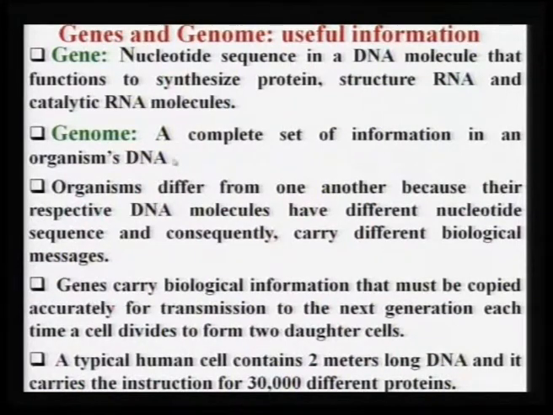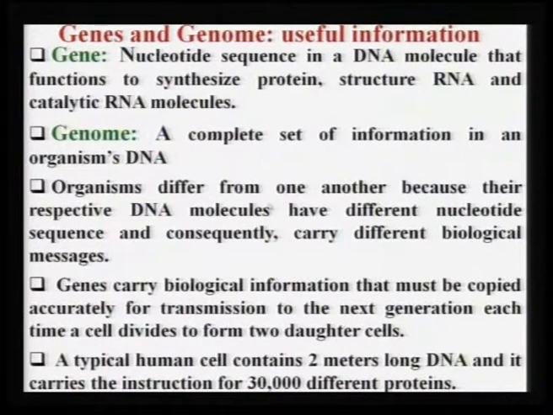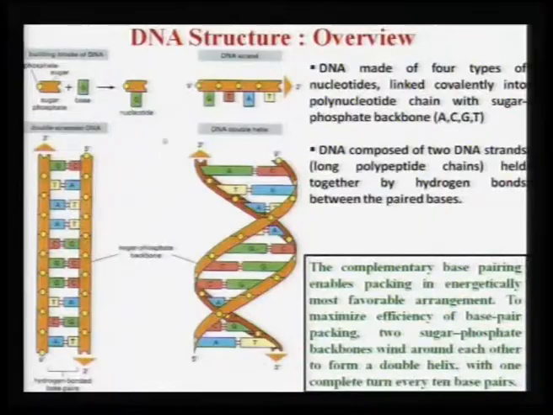And what is a genome? A complete set of information in an organism's DNA is known as the genome. So, a gene is the nucleotide sequence in DNA, and the genome is the complete set of information contained in an organism's DNA. Organisms differ from one another because their respective DNA molecules have different nucleotide sequences. So, two organisms are different because their respective DNA has different nucleotide sequences. And what is this nucleotide sequence? This is that important slide.